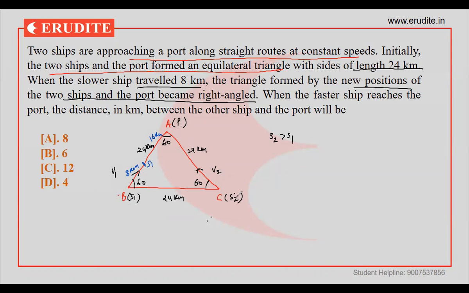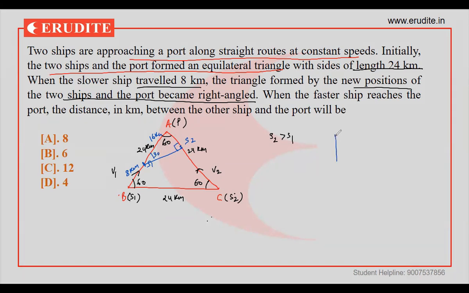Definitely, as ship 2 is faster, if the position of S1 is 8 kilometers from point B, then ship 2's position will be here somewhere, right? It covered more distance with respect to ship 1. So this is S2, let's say. Now this will make a right angle triangle. This is the 90 degrees they are making, right? Now guys, this angle is 60, this is 90, so this will automatically be 30.